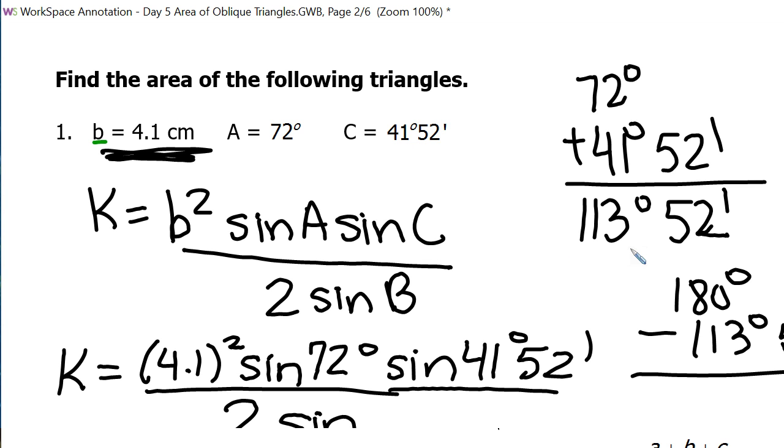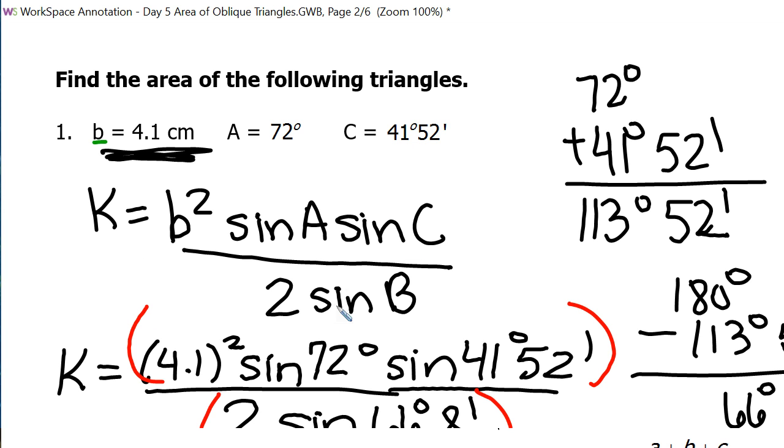And what would that be? 66 degrees, 8 minutes. So if you know two of the angles, you'll automatically be able to find that third angle. Now, if you're using an 83 or 84, make sure you group the numerator in parentheses. Make sure you group the denominator in parentheses so you get the right answer.